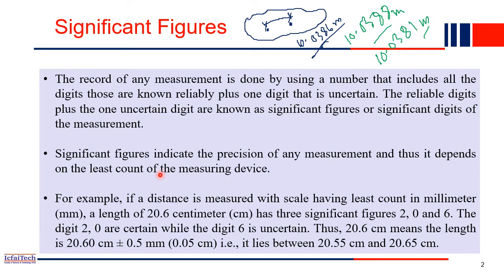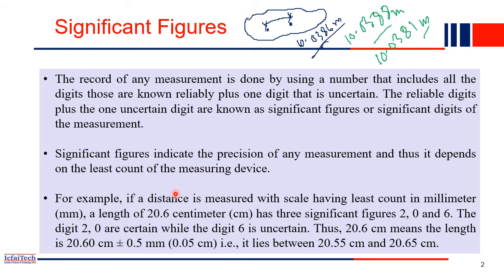So that's why significant figures indicate the precision of any measurement. If the number is very long, it means you have more accuracy, more precision in the measurement. Thus it depends on the least count of the measuring device. The least count in a millimeter scale will be a millimeter, so the last digit will be in millimeters.